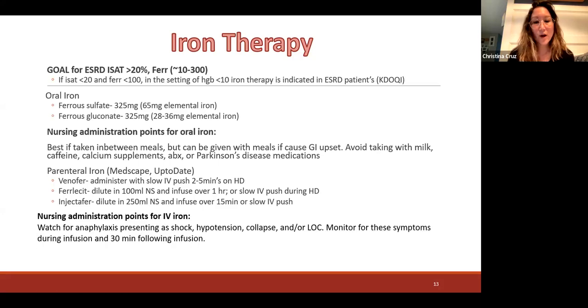Nursing administration points for IV iron is you want to watch closely for anaphylaxis presenting as shock, hypotension, collapse, or changes in consciousness or loss of consciousness, and monitor for these symptoms during the infusion and 30 minutes following the infusion.